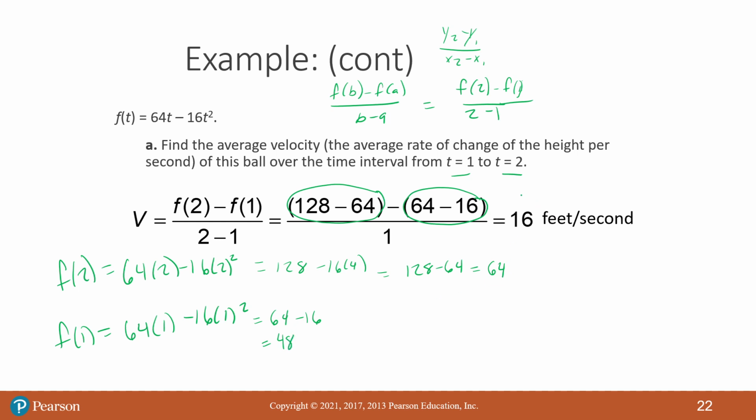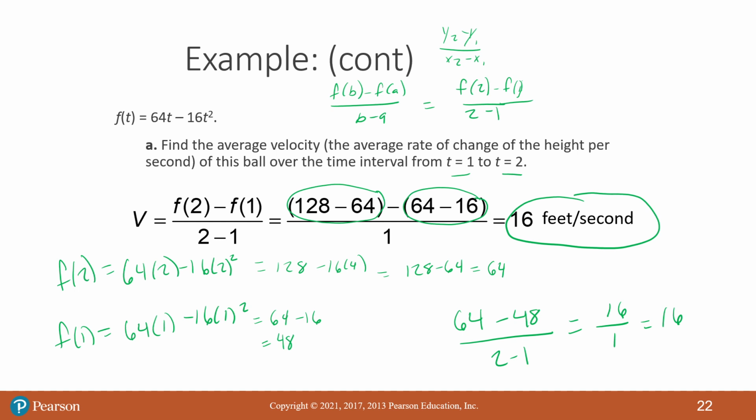So essentially what they're doing here is they have 64 minus 48 over 2 minus 1. Well, 64 minus 48 is 16. 2 minus 1 is 1. I wind up with 16 over 1, which is 16, which is your 16 feet per second. That is your average velocity from time 1 second to time 2 seconds. Just your slope between those 2 points.